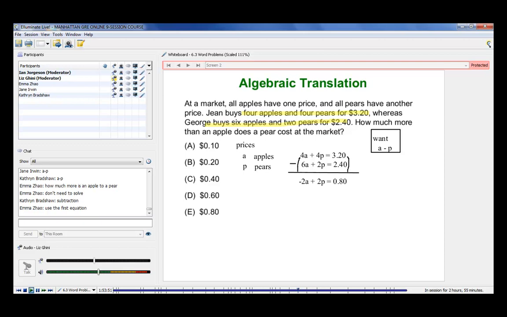How much more does an apple cost than a pear? Wait a second, I made a mistake in writing that out, didn't I? Look at this. How much more than an apple does a pear cost? Which one costs more according to this language?